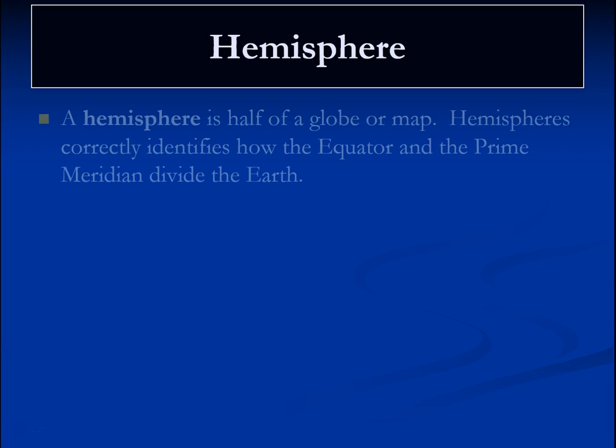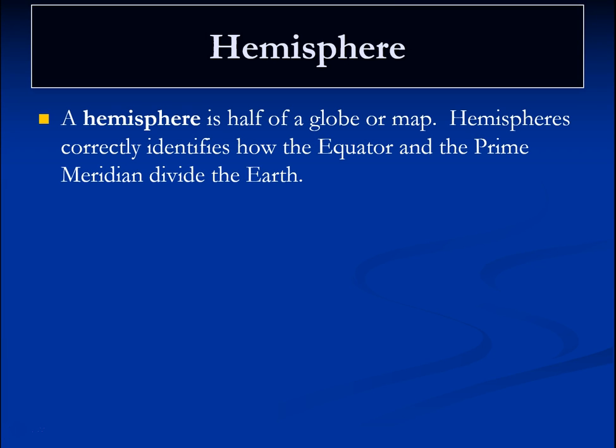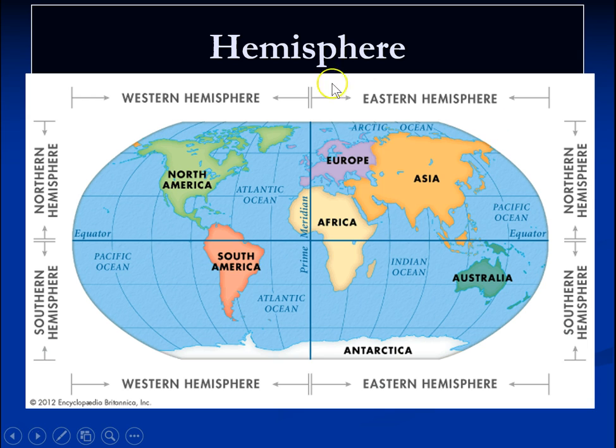Which brings us to hemisphere. A hemisphere is half of a globe or map. Hemispheres correctly identifies how the equator and the prime meridian divide the Earth. So here we go. The equator, this is the prime meridian. This is the equator. All of this is the northern hemisphere because it's north of the equator. All of this is the southern hemisphere because it's south of the equator. Then the prime meridian, all of this is the eastern hemisphere, and all of this is the western hemisphere.